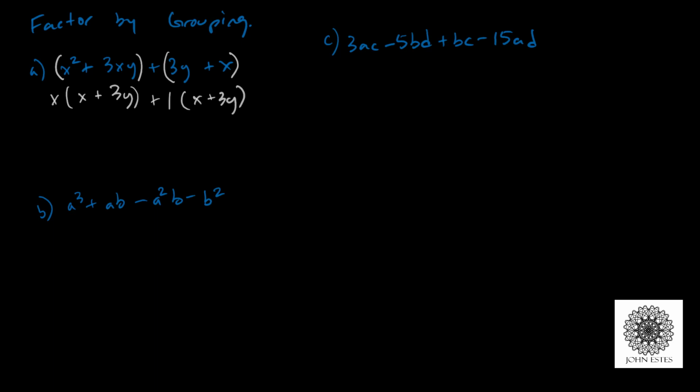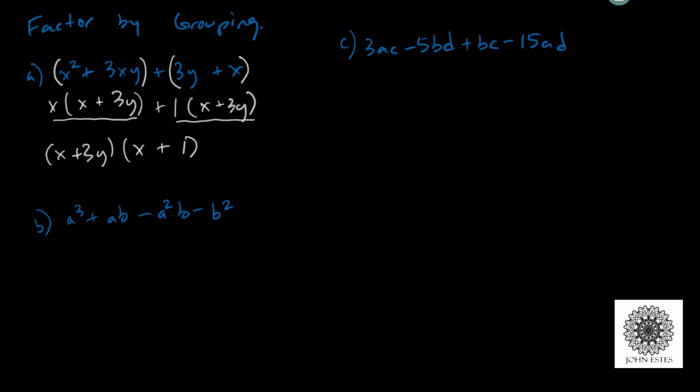And so now if you notice, I have two terms, and my two terms have a common factor now, and the common factor is x plus 3y. So if I factor an x plus 3y out of my first term, I'm left with an x. And if I factor it out of the second term, I'm left with a 1. And now look, I've turned an addition statement into a multiplication statement. It's factored.